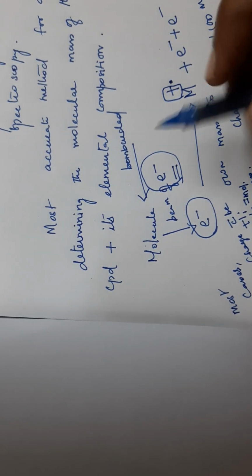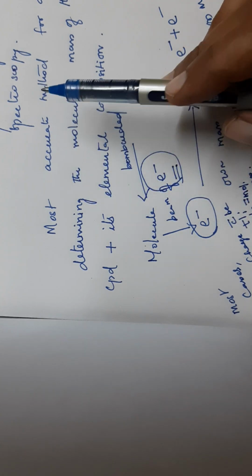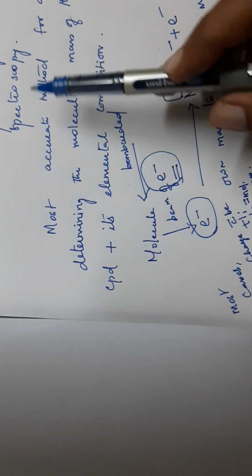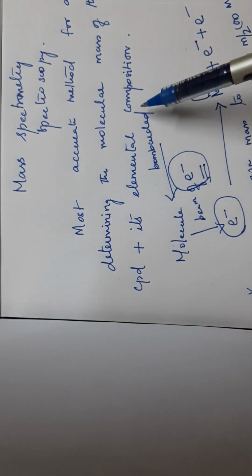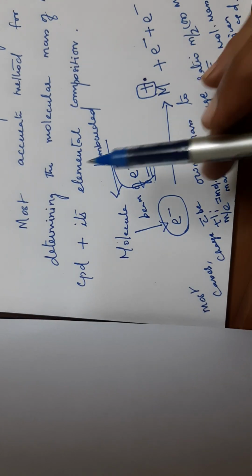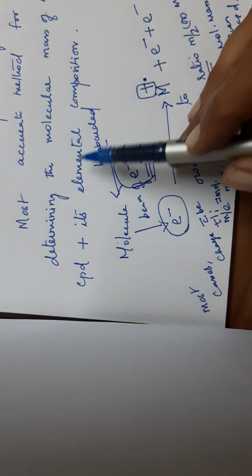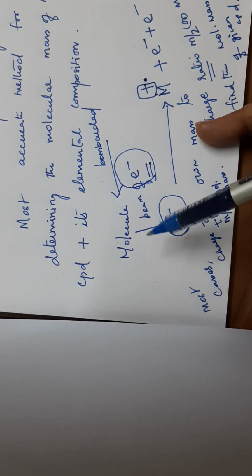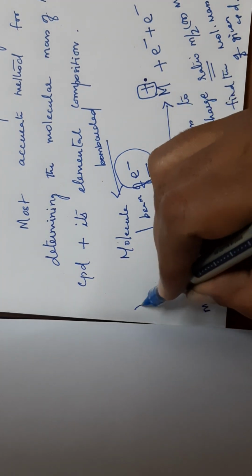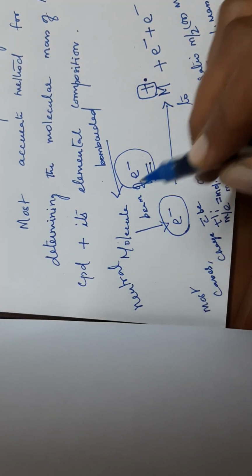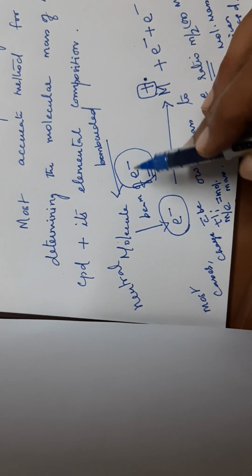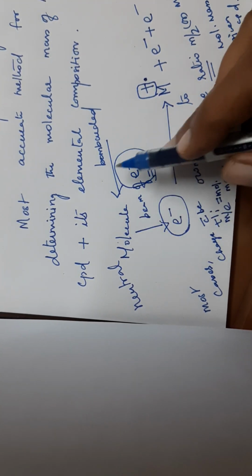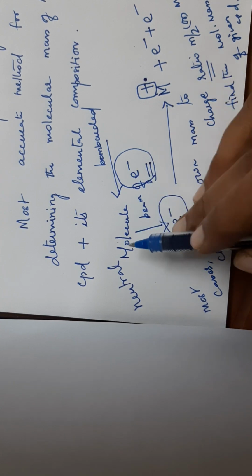So I'll repeat. Mass spectroscopy, or mass spectrometry, is the most accurate method for determining the molecular mass of the compound along with its elemental composition. So how am I going to determine the molecular mass of my compound? I have a neutral molecule. Remember, this is my neutral molecule. This neutral molecule is bombarded with a beam of electrons. That is, one electron from the beam of electrons is going to hit this molecule.